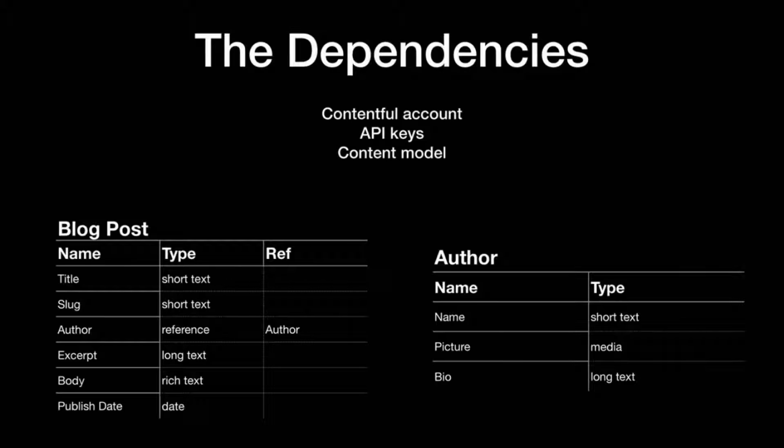I'm showing you my personal Contentful environment, so there are a few extra things in there. But we have a blog post with these fields: title, slug, author, excerpt, body, and a published date, and then an author reference. So this would be a name, a picture, and a bio, and they are connected.